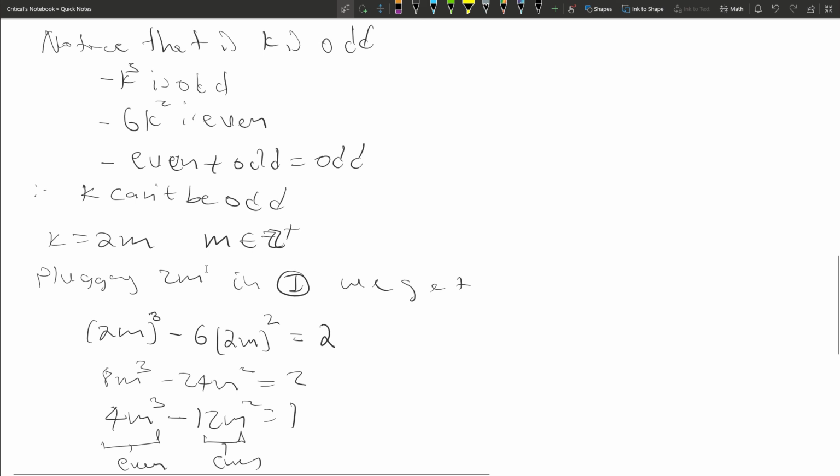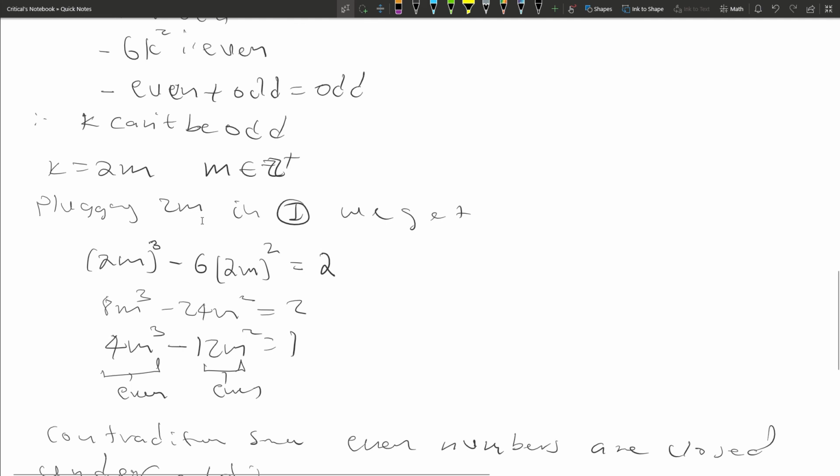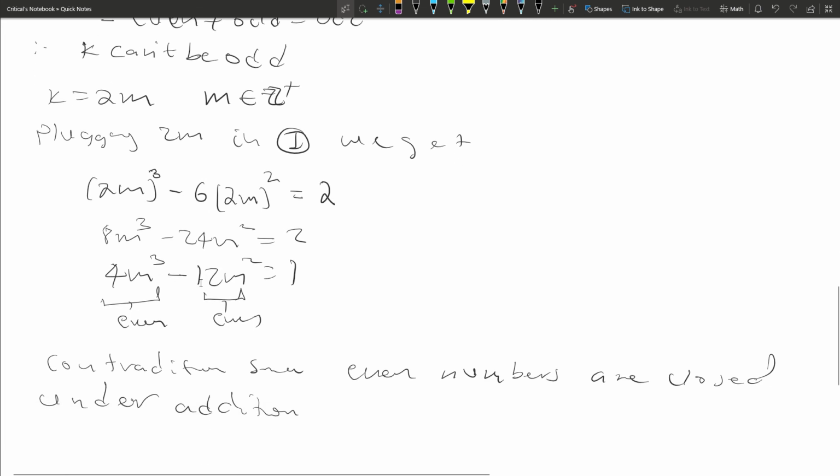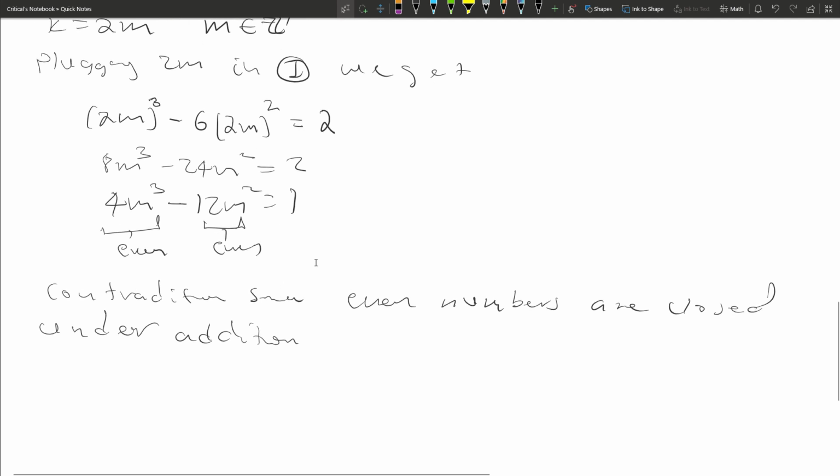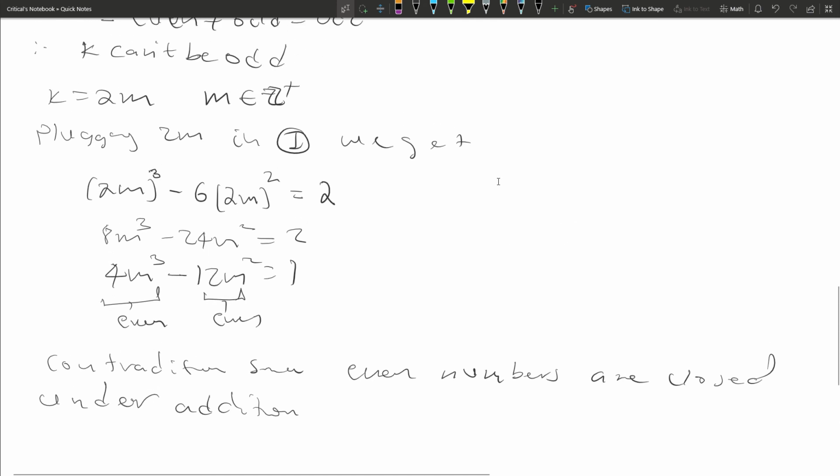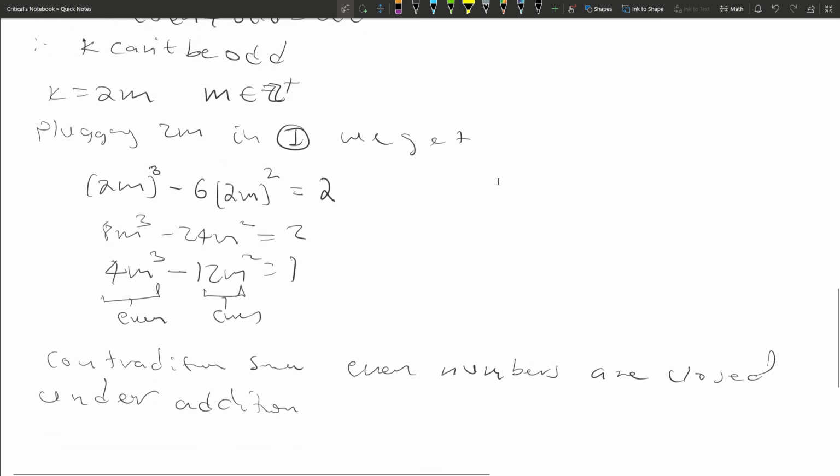So k has to be 2m for positive m, and when we plug in 2m, we get another equation. We simplify that equation and we get even plus even equals an odd number, but even numbers are closed under addition; they form an abelian group. So that's where the contradiction happens, and I think that concludes the proof.